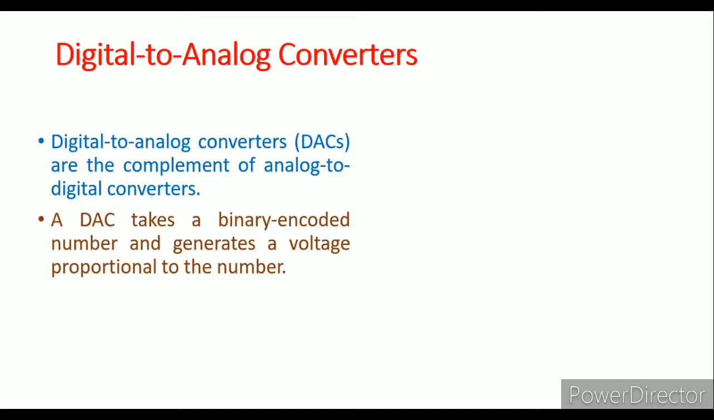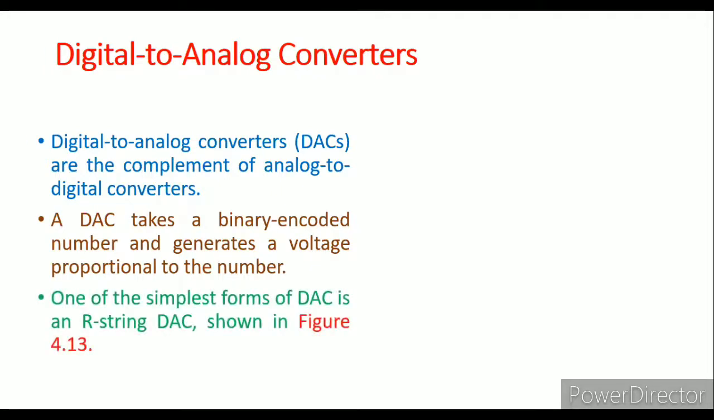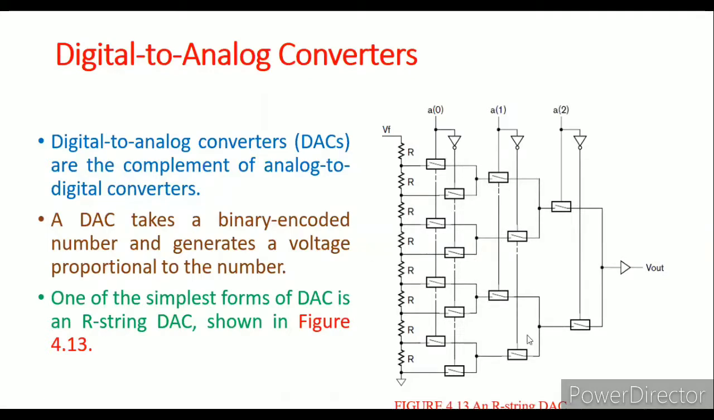A DAC takes a binary encoded number and generates a voltage proportional to that number. So whatever binary coded value we give, that coded value is decoded and the respective voltage is produced. One of the simplest forms of DAC is the R string DAC, as shown in the figure you can observe here. This particular figure is called the R string DAC.